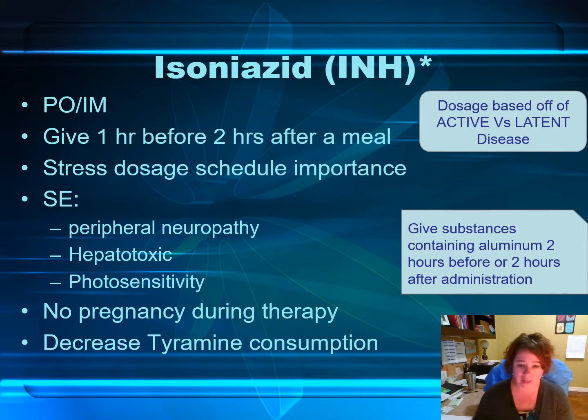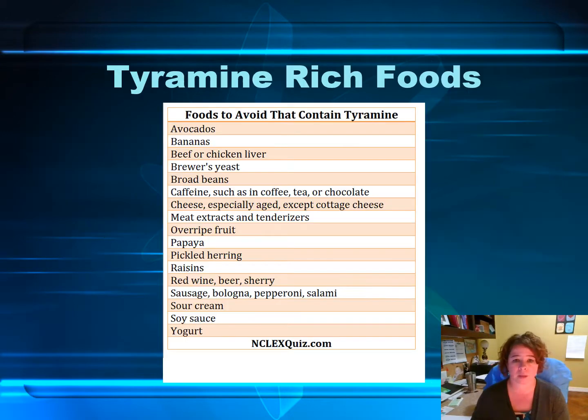The other weird thing with isoniazid is that we want the patient to decrease their tyramine consumption. And I have a slide next that'll show you what foods are high in tyramine. So these foods, here's a little list. If I was going to cut stuff out and put in a notebook for myself that I'm going to need later, this is one of those things. These are the types of foods that frequently have high tyramine.